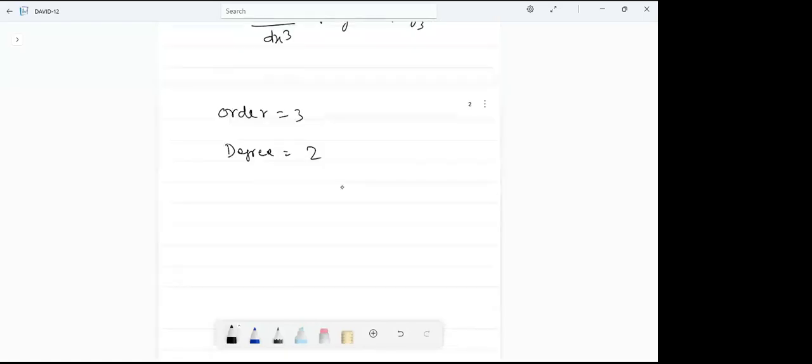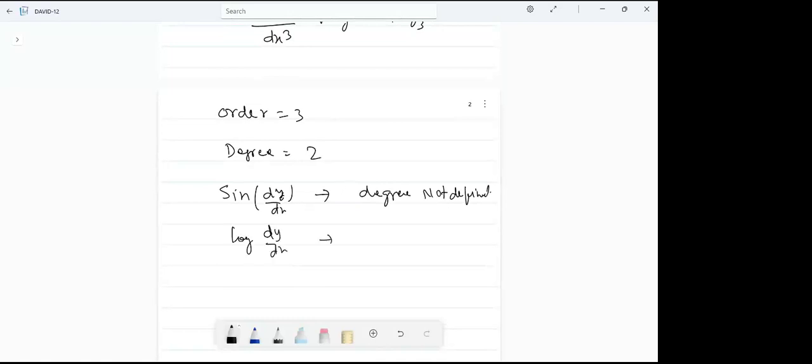Now when we have terms like sine of dy over dx, meaning any trigonometric function having the differential coefficient as its angle, then the degree will not be defined.